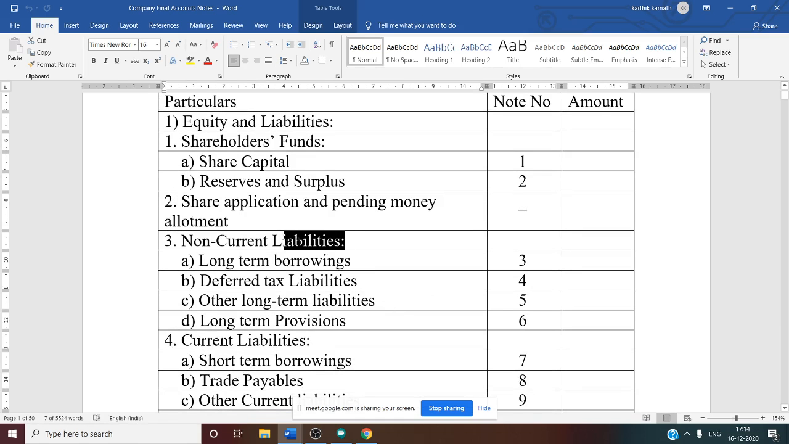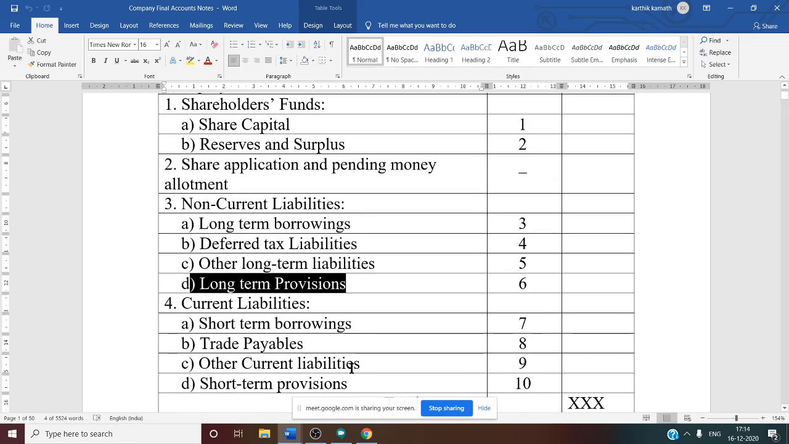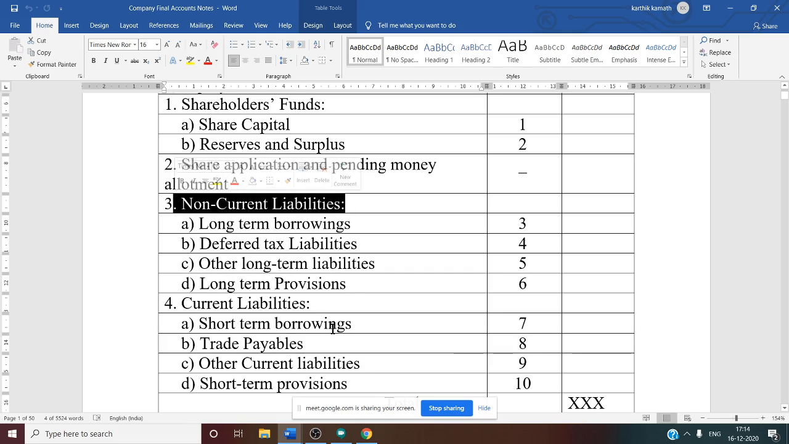Then non-current liabilities, under which there are four categories. Long-term borrowing, working note number three. Under long-term borrowing there are again two categories: secured loan and unsecured loan. Then comes deferred tax liability. If there is any difference between book profit and tax profit, then there will be deferred tax liability. Other long-term liability, working note number 5. Then similarly there is long-term provision, working note number 6. So these four things come under non-current liability, usually more than 1 year.